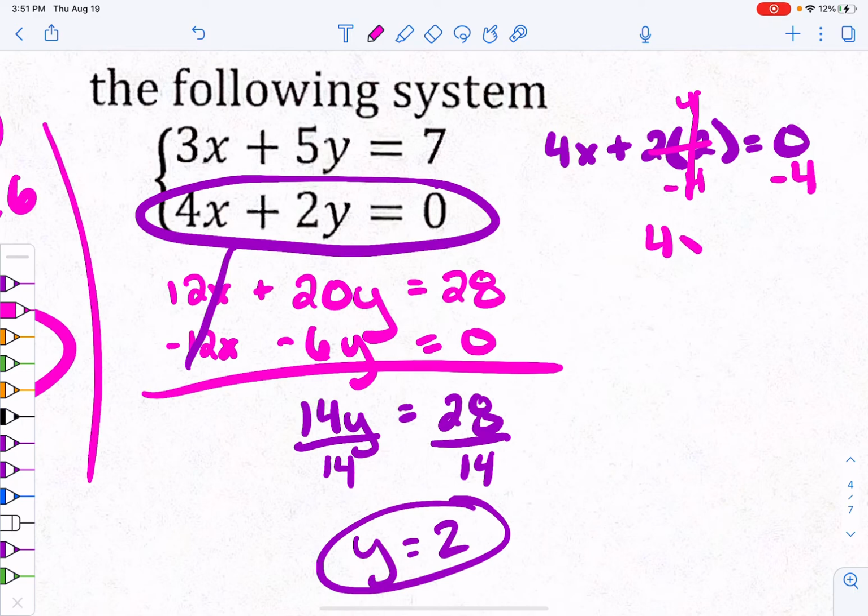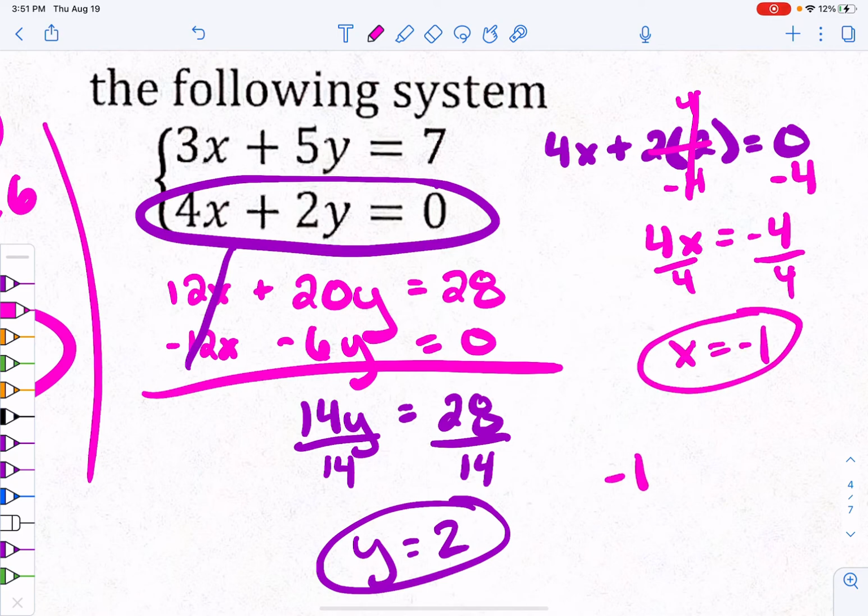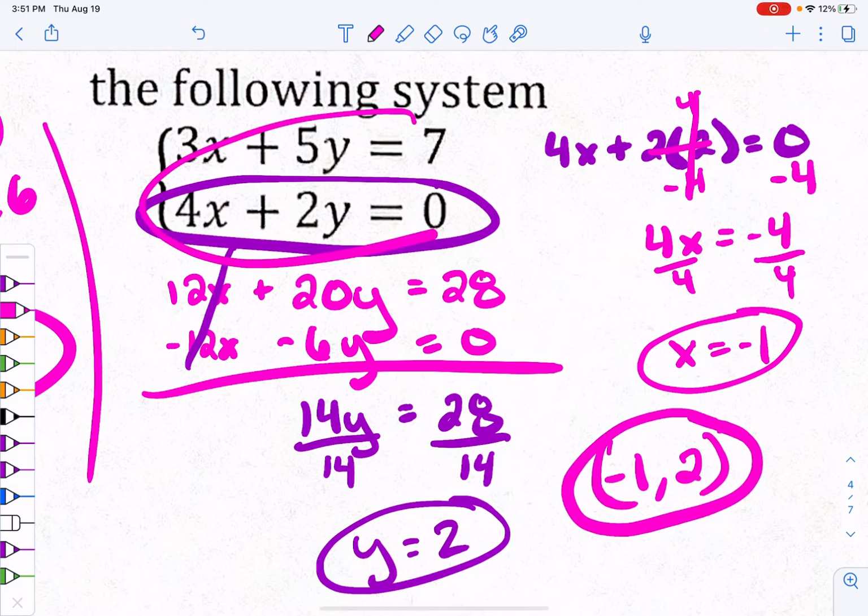Again, if I'm going too fast, please pause it or slow down and whatever you need to do. Divide by 4, x is going to be negative 1. And then we write that as the ordered pair, negative 1 comma 2. And that, again, is the point where these two lines would cross each other, okay?